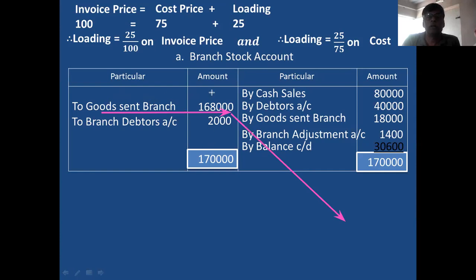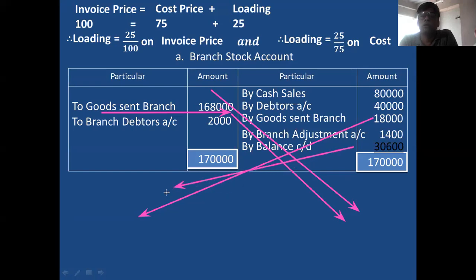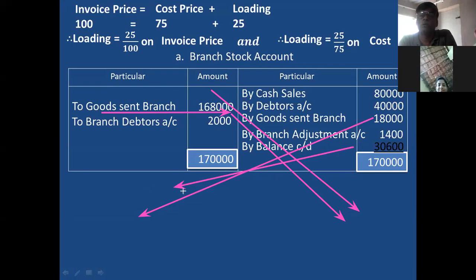Opening balance is not here. First you calculate loading on the opening stock and take it to the credit side of the adjustment account. Second, you calculate loading on the goods sent to branch and take it to the credit side. Whatever loading is there on goods sent to branch, you take on the debit side. And closing stock 30,600, you write as to stock reserve in the adjustment account.